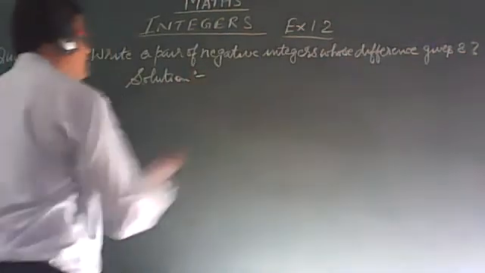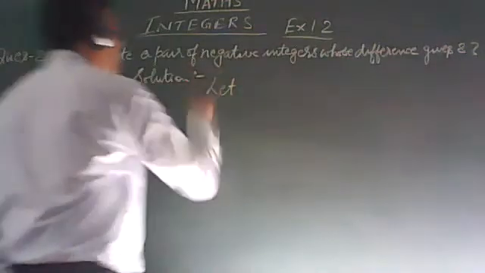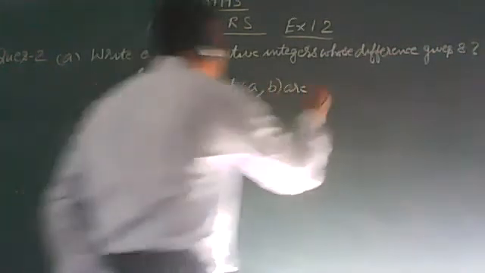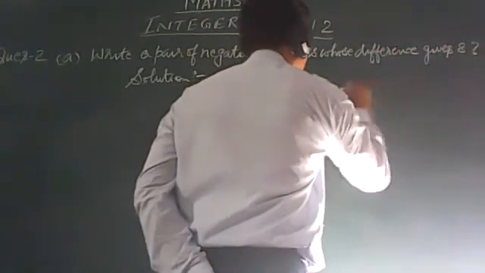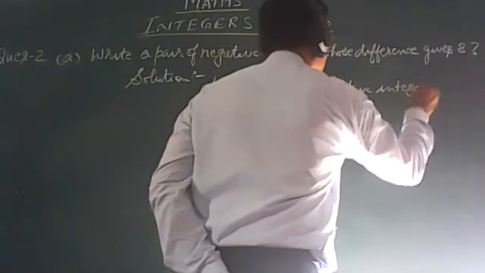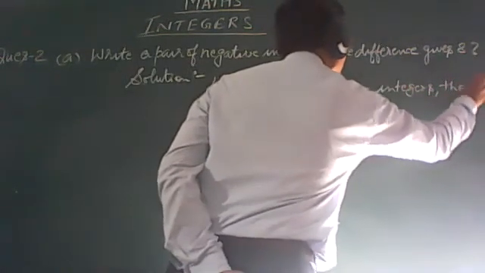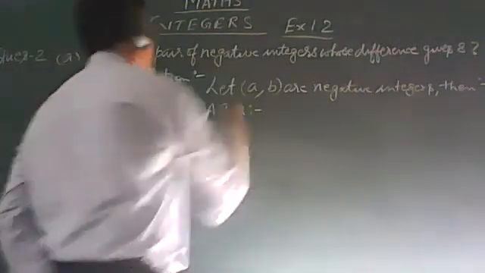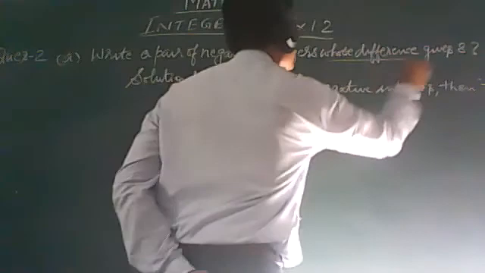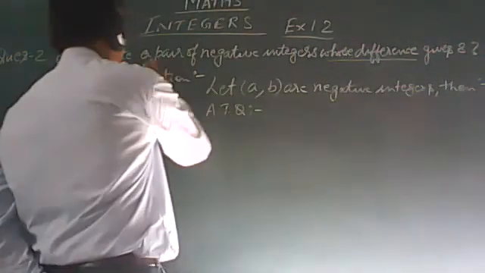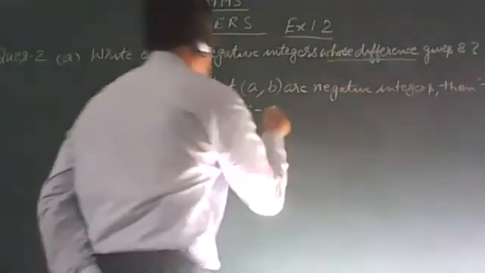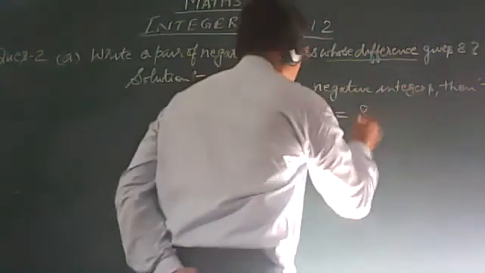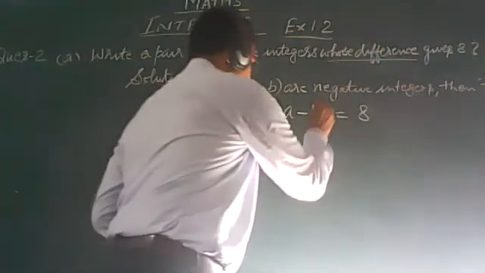Let A and B be negative integers. Then, according to the question, the pair are negative and whose difference, A minus B, equals 8. Now A and B are two negative integers.